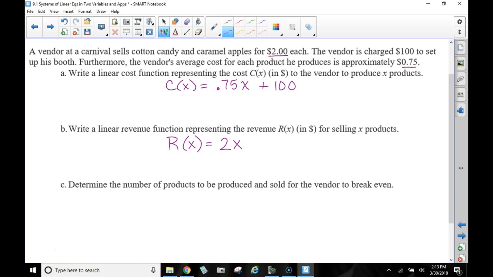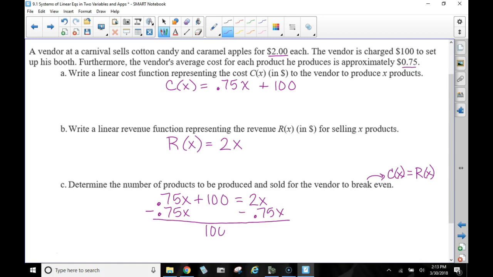Now, you know the vendor is going to break even when costs are equal to revenue. So, when cost is equal to revenue, that is when his cost of 0.75x plus 100 is equal to 2x. So we're going to solve this equation, costs equal revenue, for x. First of all, subtract 0.75x from both sides.